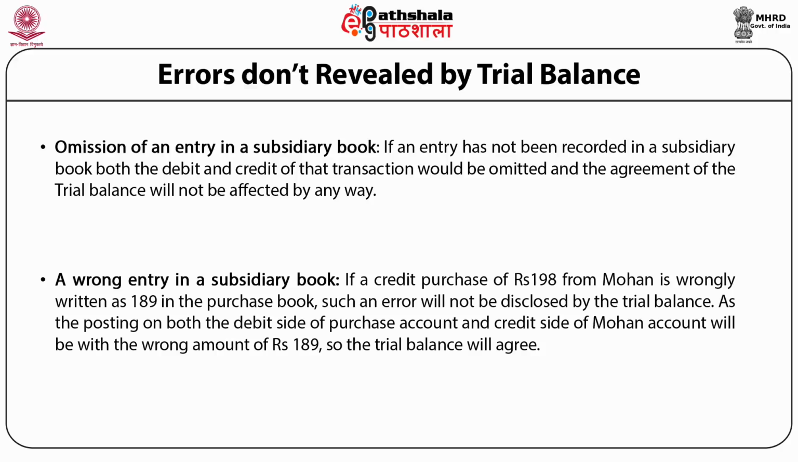Further, a wrong entry in a subsidiary book. For example, if a credit purchase of rupees 198 from Mohan is wrongly written as 189 in the purchase book, such an error will not be disclosed by the trial balance, as the posting on both the debit side of purchase account and credit side of Mohan account will be with the wrong amount 189. So the trial balance will agree and this entry will not affect the trial balance in any way.